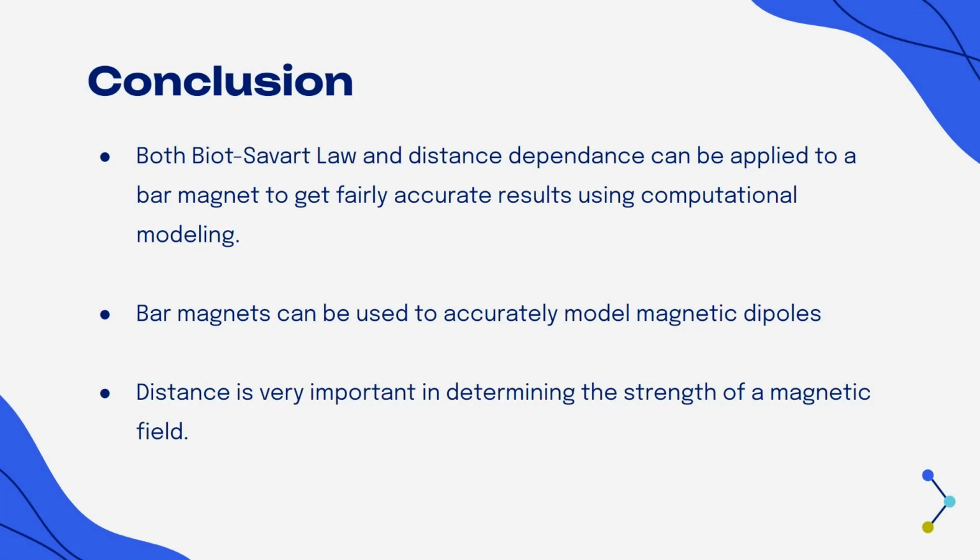In conclusion, both Biot-Savart law and distance dependence can be applied to a bar magnet to get fairly accurate results using computational modeling, and bar magnet modeling can be used to accurately model magnetic dipoles.